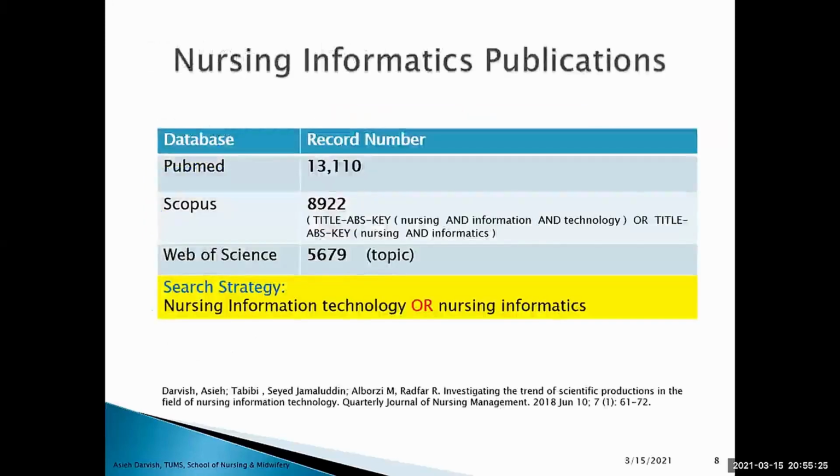For that, last week, I did a new search in PubMed, Scopus and Web of Science to show you how many publications there are for nursing informatics. Actually, this is 13,110 articles in PubMed, 8,922 articles in Scopus, and 5,679 articles in Web of Science, but they are based on my search strategy. You may change your search strategy and retrieve more or fewer articles.